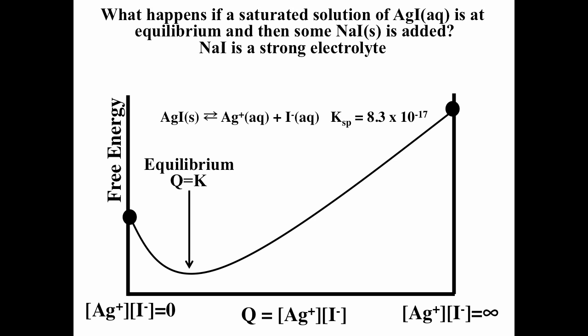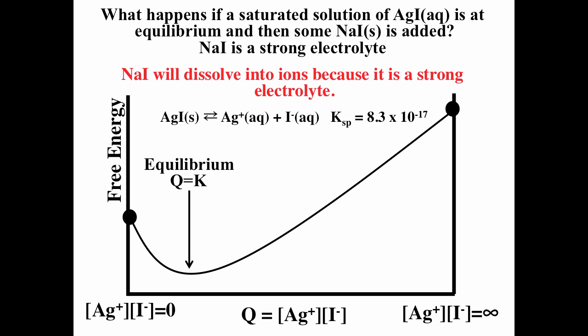Now a question we could ask ourselves is, what happens if a saturated solution of silver iodide, and again, saturated solution means that you're at that minimum, is at equilibrium and then some sodium iodide is added? Now sodium iodide is a strong electrolyte. Being a strong electrolyte means that the sodium iodide will dissolve into ions, because that's the definition of a strong electrolyte. And so if you add sodium iodide, you're going to add sodium ions and iodide ions.